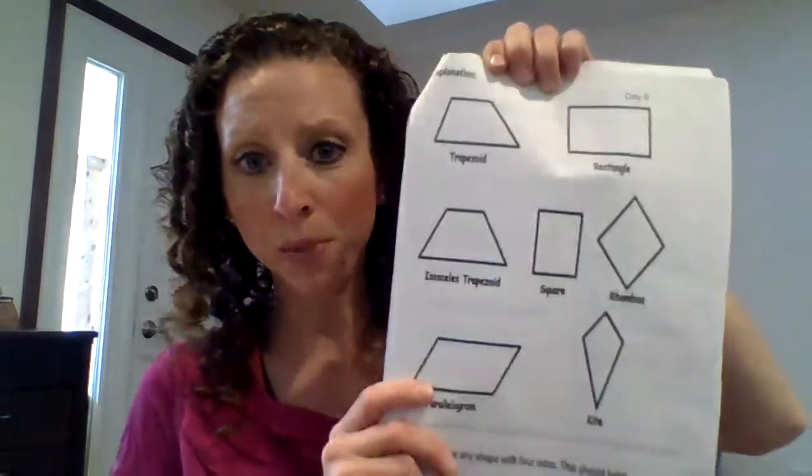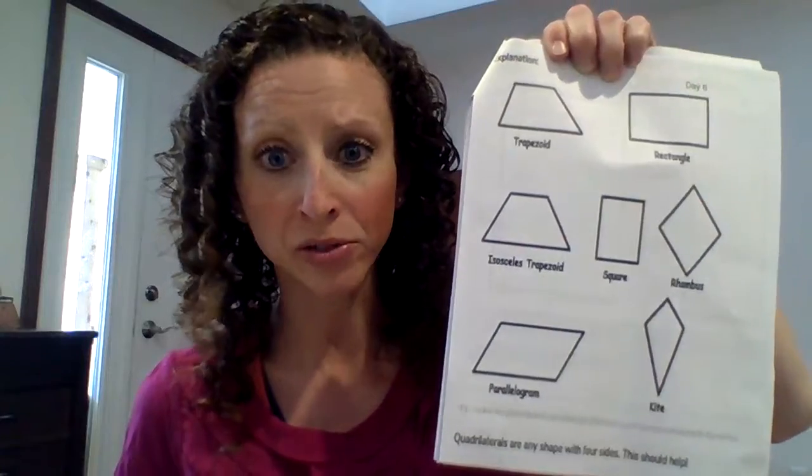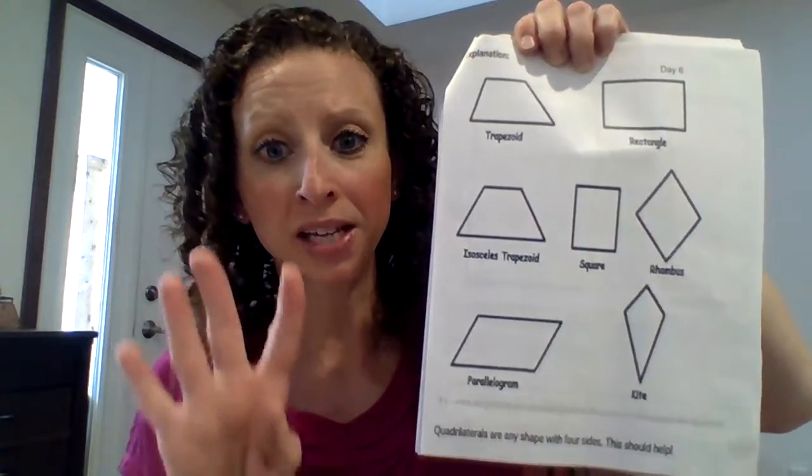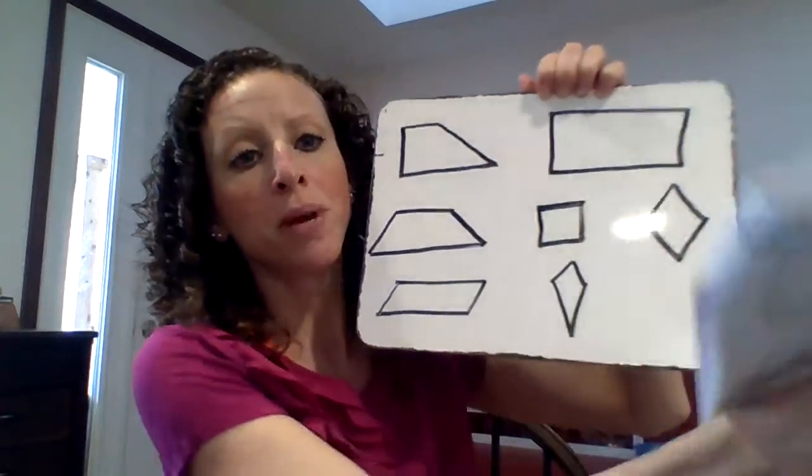So if you have this paper, get this out in front of you, it's filled with quadrilaterals, which means a four-sided figure, okay? So on my marker board, I have my markers here, I have my blue for my lines and my purple for my angles, and I have the same shapes that you have on your paper, okay?